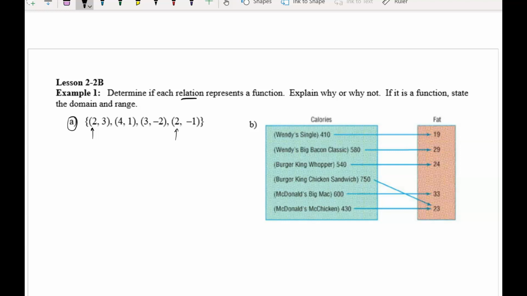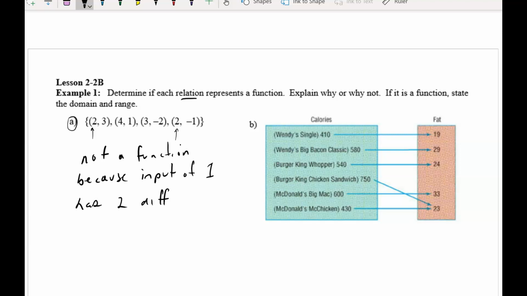And by the very essence of what a function is, that is not a function, because if you have an input in a function, you're going to know the output. If the input is defined, you're going to know the output. If it's not defined, of course, it's not part of the domain. So this is not a function because the input of 1 has 2 different outputs.